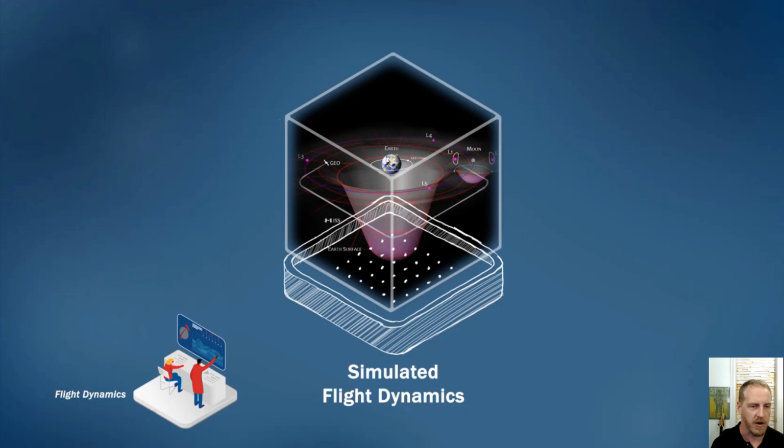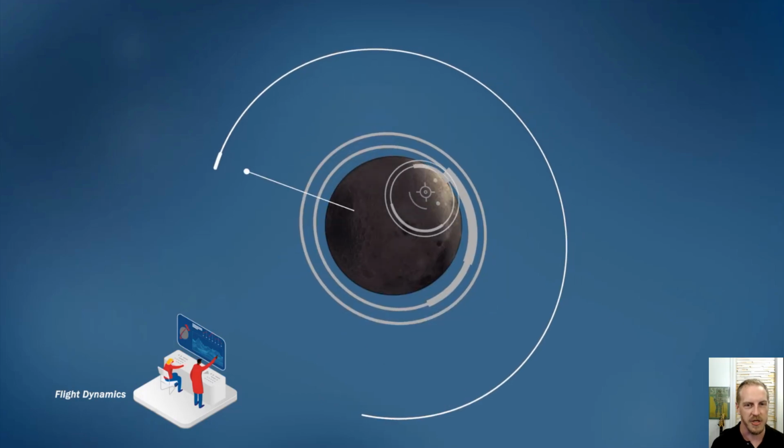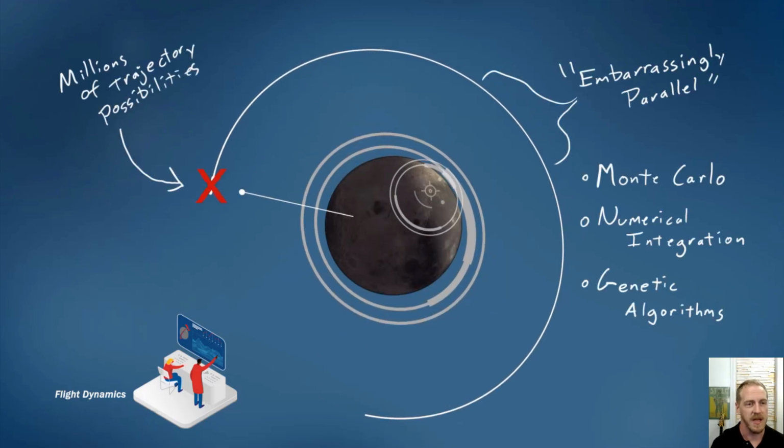And so we focus really hard on simulating those flight dynamics, so that way you have a picture-perfect idea of where your spacecraft's going to be in the future, and even where it was in the past, making sure that everything is accurate. And as you can imagine, especially in something like cislunar space, there are millions of possible trajectories.